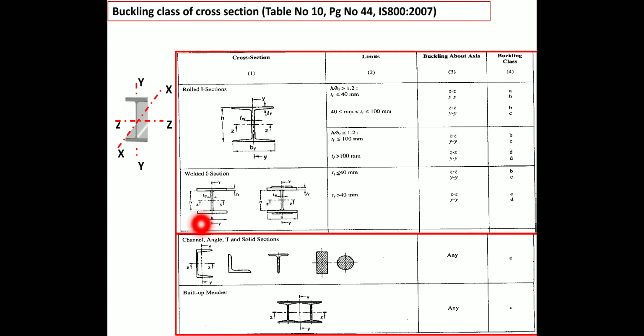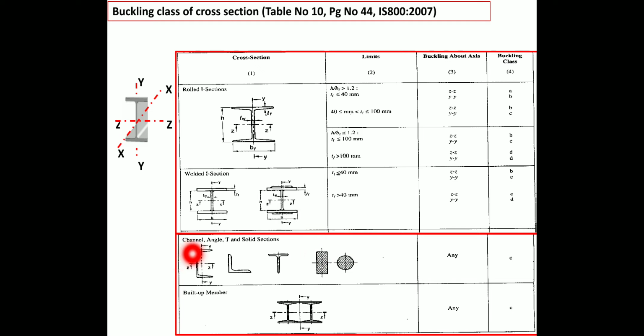Simultaneously, if the question asks about the welded I section, there is one criterion: if the thickness of flange is less than 40 mm, buckling may take place about the Z and Y axis, so here B and C classes are there. If the thickness of flange exceeds 40 mm, the axes are Z and Y and the class is C and D.